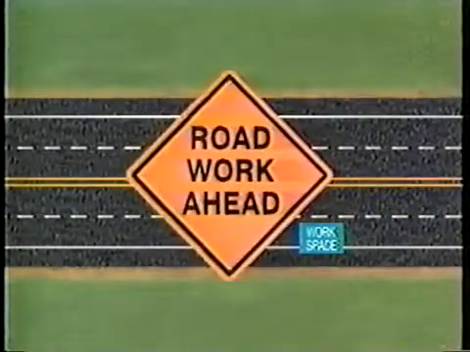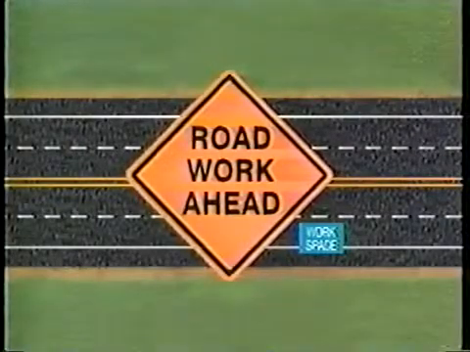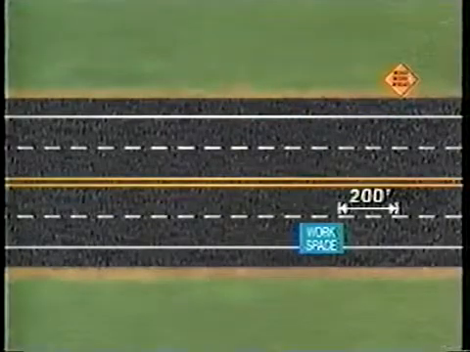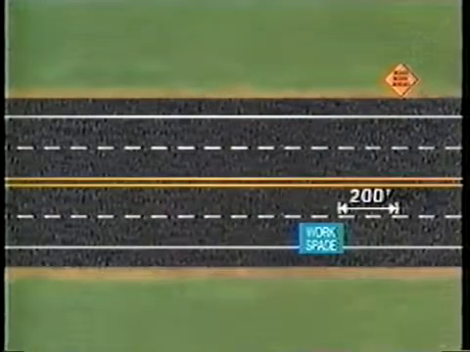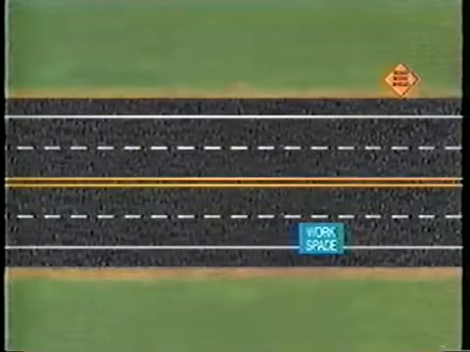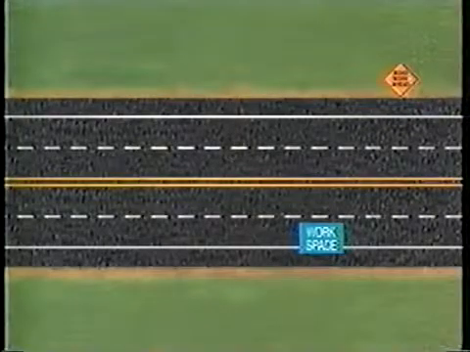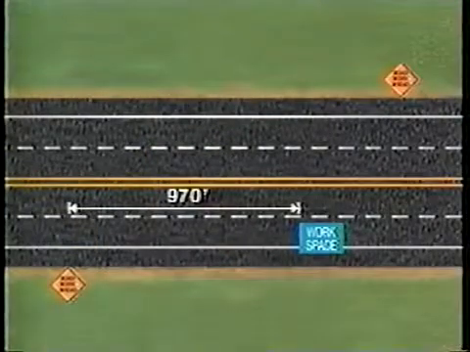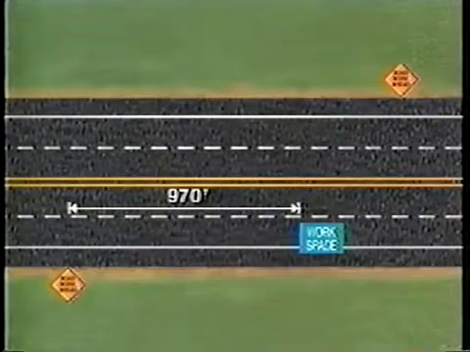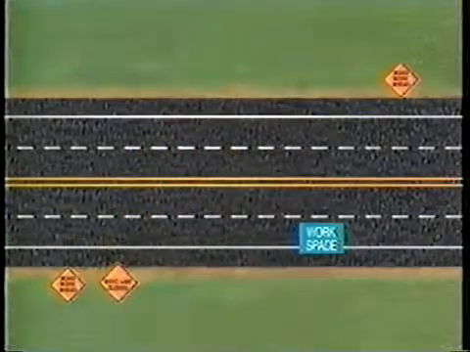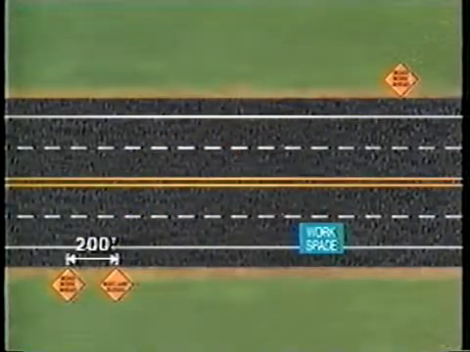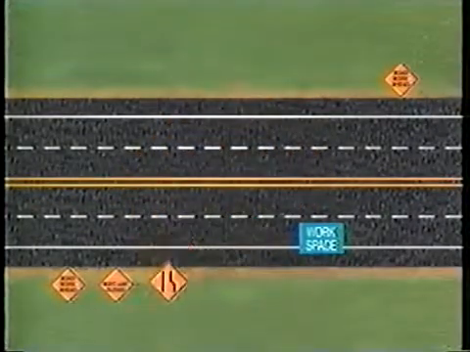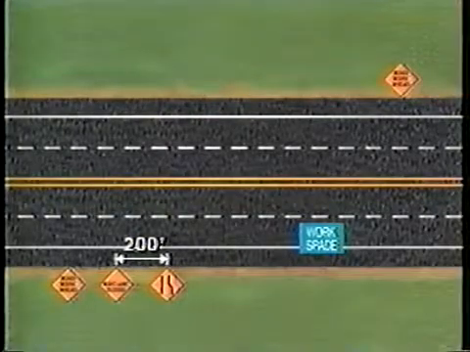The first sign installed for the unobstructed roadway is a Road Work Ahead sign. This sign is placed 200 feet in advance of the workspace. The signs for the roadway on which work is taking place are then installed. The Road Work Ahead sign is placed 970 feet before the workspace. The next sign is a Right Lane Closed sign 200 feet from the Road Work Ahead sign. Then we place a Lane Reduction Transition sign 200 feet from the Right Lane Closed sign.